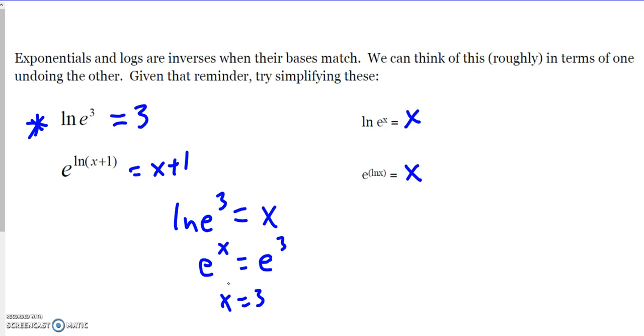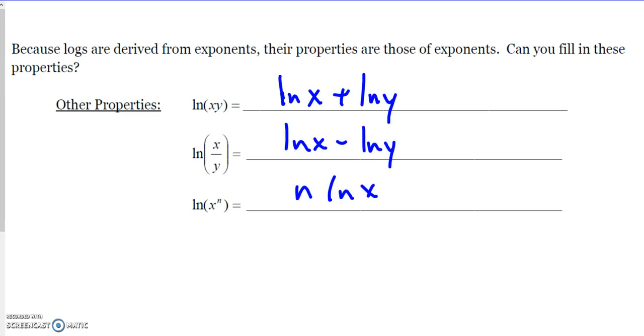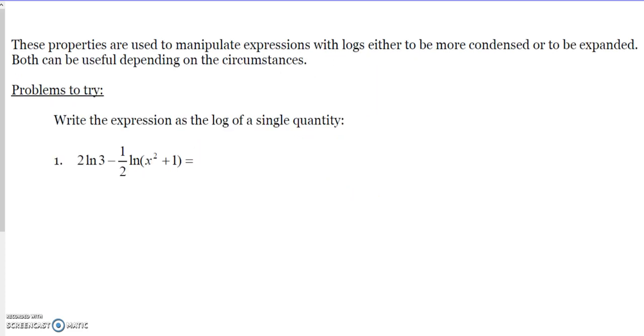All right, let's continue on a little bit more with our logs here. I would like you to pause this because we have actually talked about this already. See if you remember the properties of your logarithms here in terms of expanding. So take a minute and fill this in, please. Okay, so again, we're going to be able to go both directions with these properties of logs, condensing and expanding. So let's try some more examples of this. Let's do the first one together here.